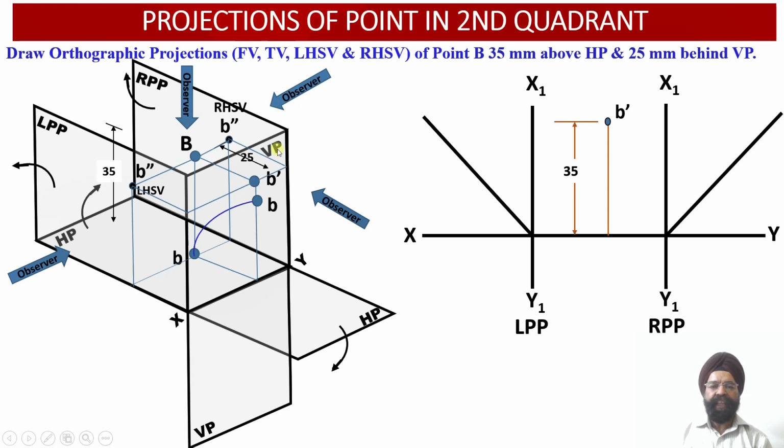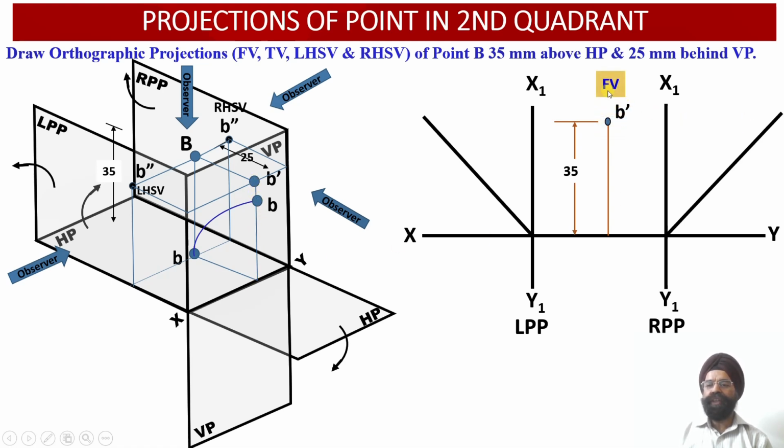So to begin with, onto the vertical plane, we have been able to obtain front view projections B dash in such a way that this point B dash will be located at a height of 35 millimeter above the XY reference line or above the horizontal plane.